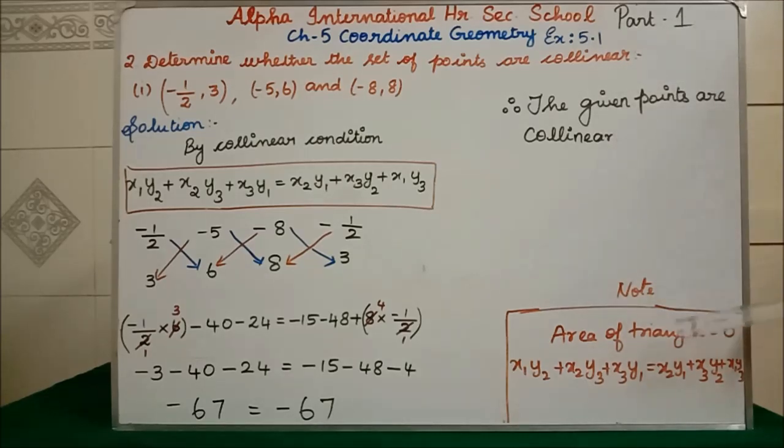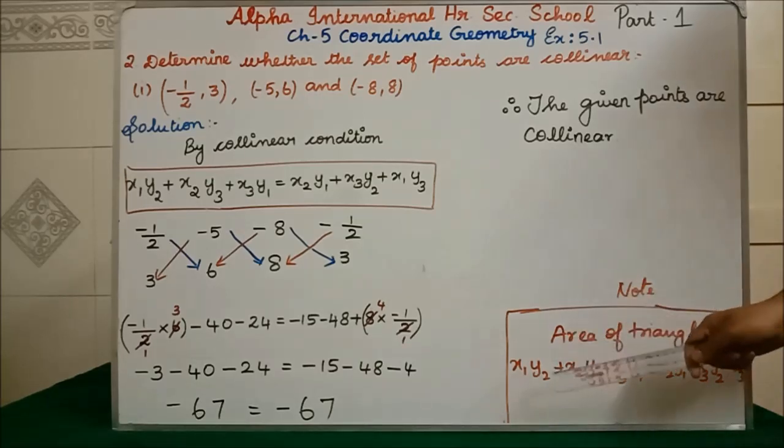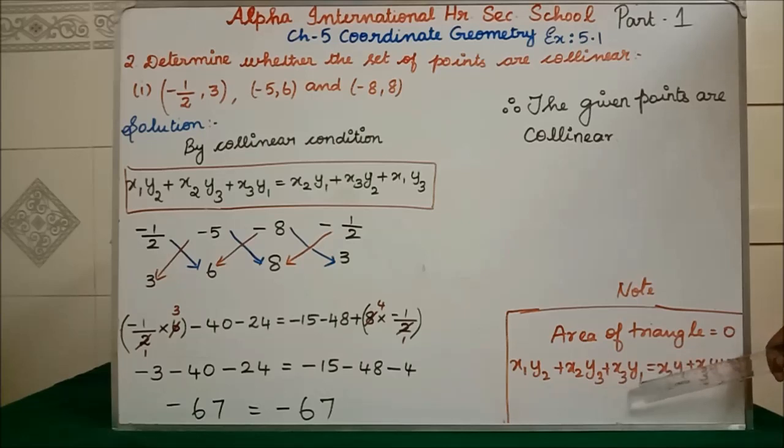In note I have written two conditions. What is the first condition I have written? Once you have to put area of the triangle equal to 0, or otherwise we can straightly write this as formula and we can just substitute the value I have told you. Isn't it? Now x1 y2, x2 y3, x3 y1 equal to x2 y1 plus x3 y2 plus x1 y3.